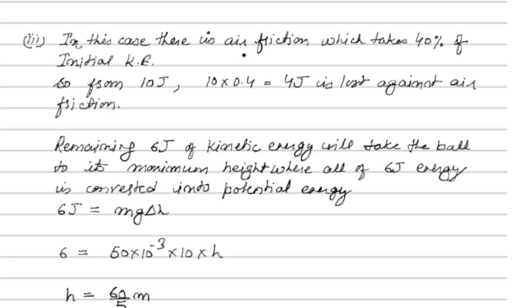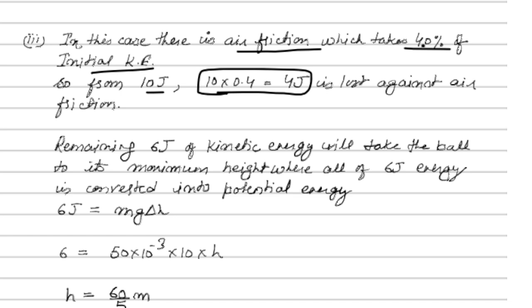In this case, they are told that there is air friction which takes 40% of the initial kinetic energy. So we were having 10 joules of energy, and this much is lost. Think about 40% as 0.4. So 10 into 0.4, 4 joule is lost. So what is remaining? 6 joule is remaining, right? So the remaining 6 joule of kinetic energy will take the ball to its maximum height.